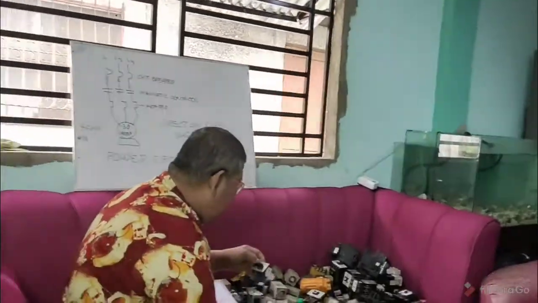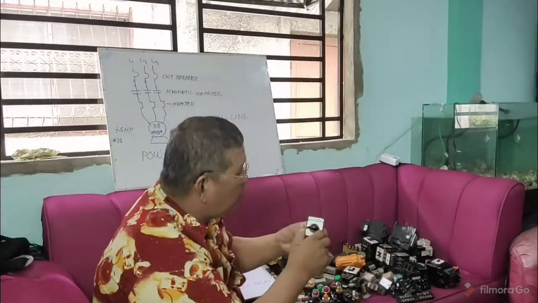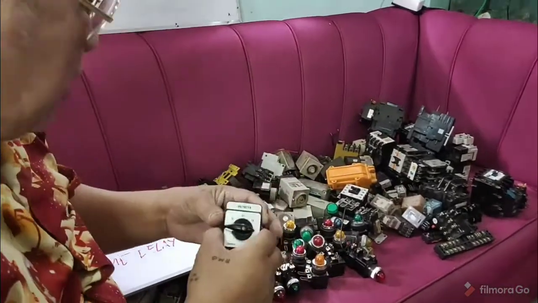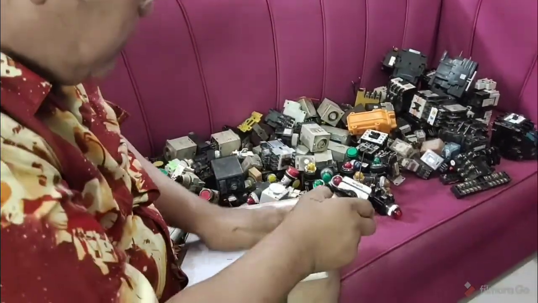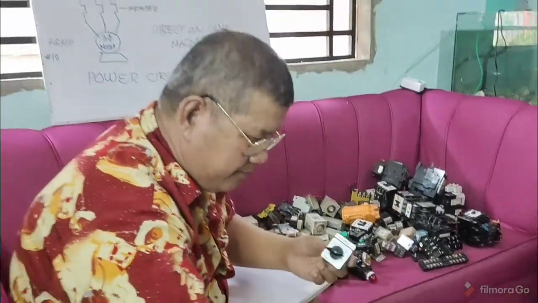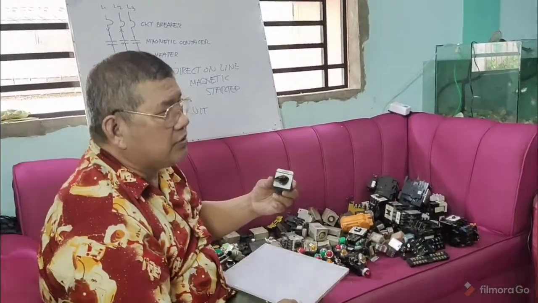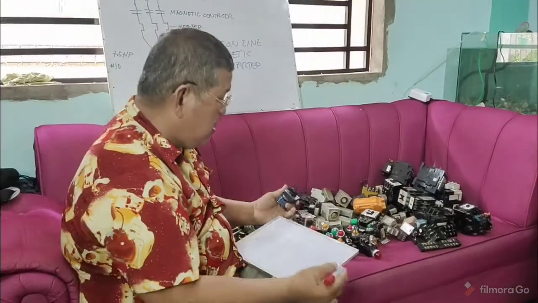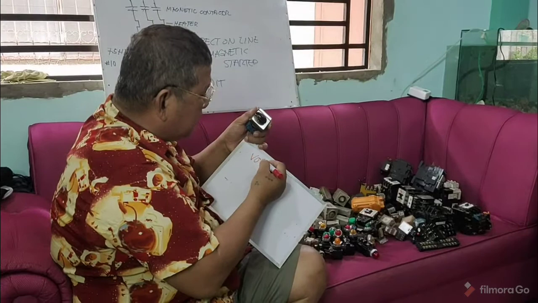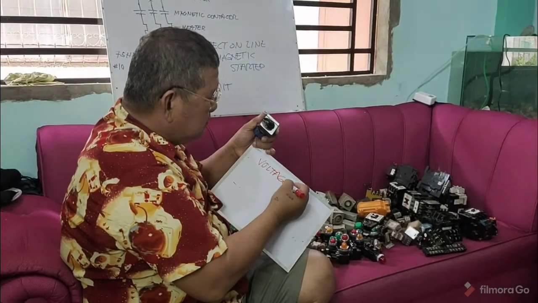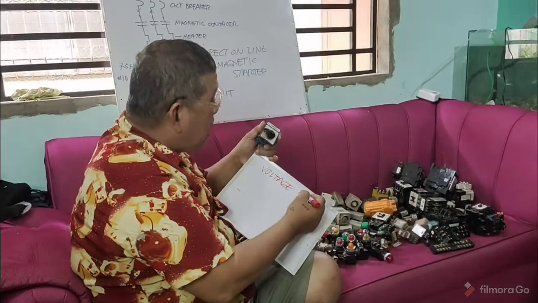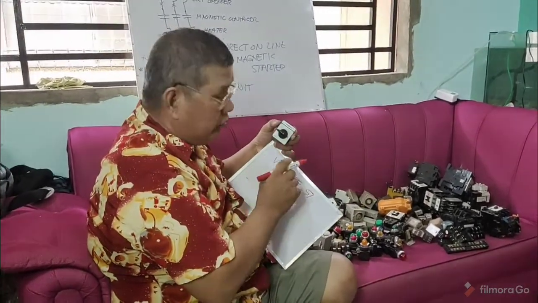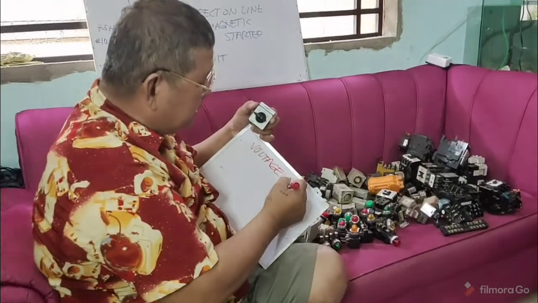Okay? Now next, we have here a voltage adjuster. I'm going to explain this now. You have here, this is a voltage adjuster. We call it voltage adjuster. Okay? How it works, voltage, this is an indicator. Voltage adjuster.